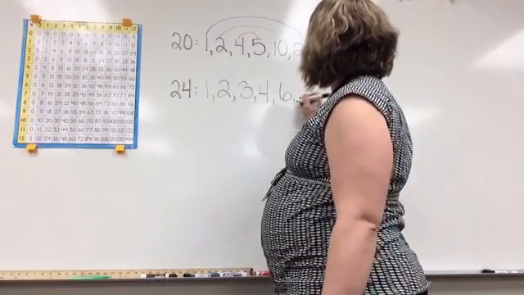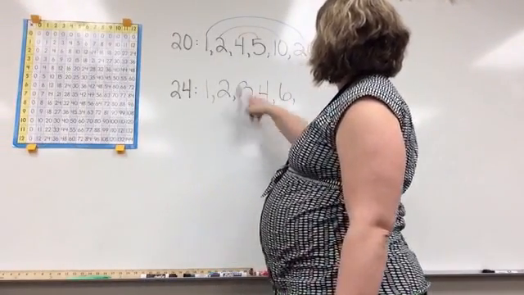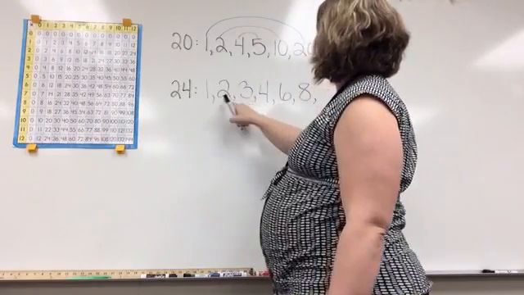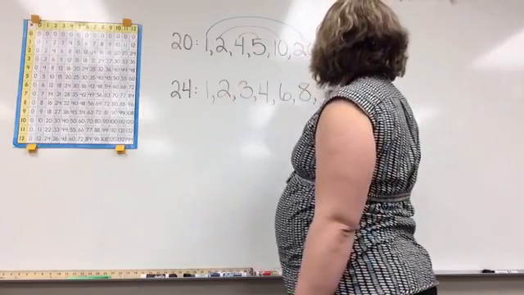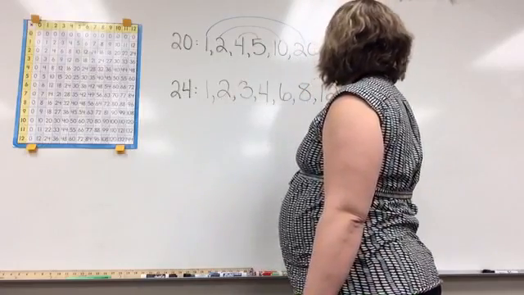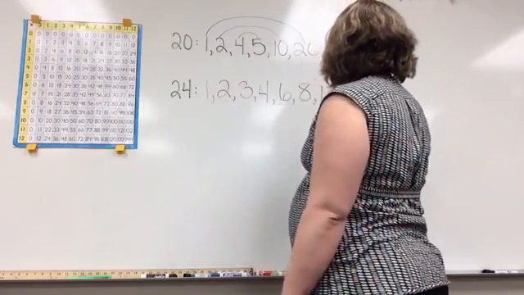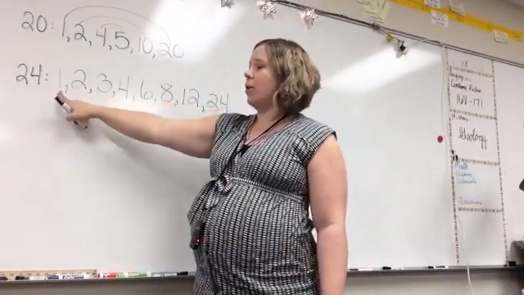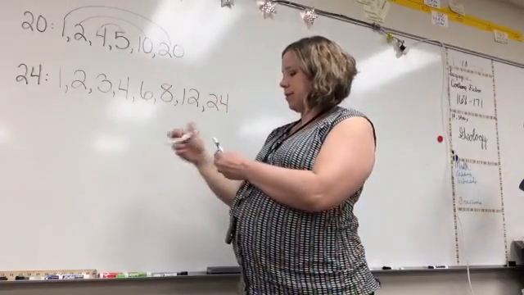So now just working backwards. 3 times 8, 2 times 12, and 1 times 24. The first factor is always 1, and the last factor is always that number.